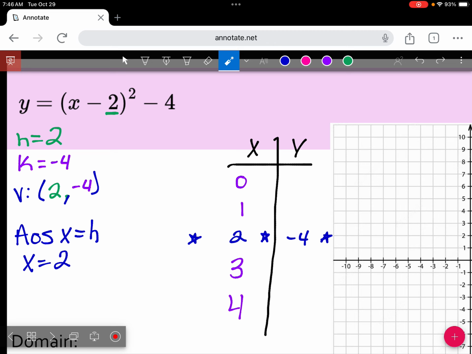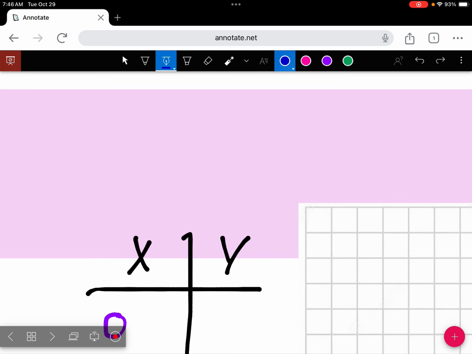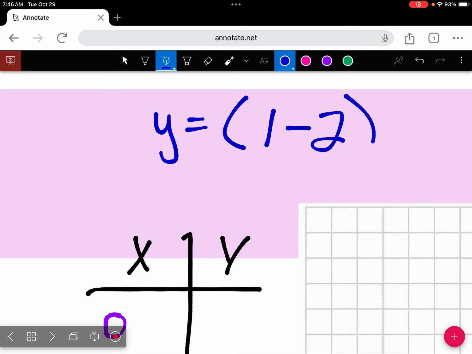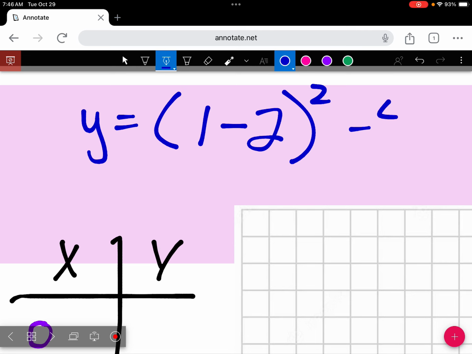So if we take and substitute 1 into our equation, 1 minus 2 as a quantity squared minus 4, and you can type it into the calculator exactly like that. We can do parentheses 1 minus 2 parentheses squared minus 4. And you can type it in exactly like that.